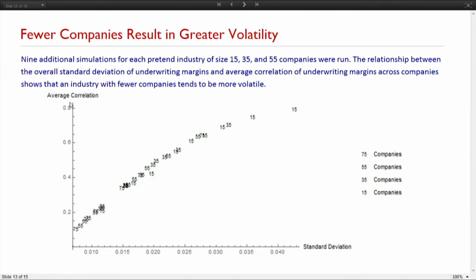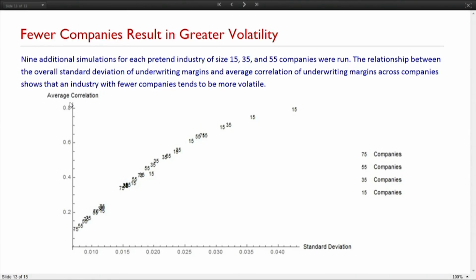Because up here they got a 15, 15, 15, 15, 15, 15, 35. I think this is a 35, 35, 35. And then down here we got a lot of 75s and 55s. It's not perfect. You can see a 75 here and a 55. But anyway, the industries with the smaller number of companies tend to be more correlated and more volatile. Well, that has some intuitive sense with it as well.